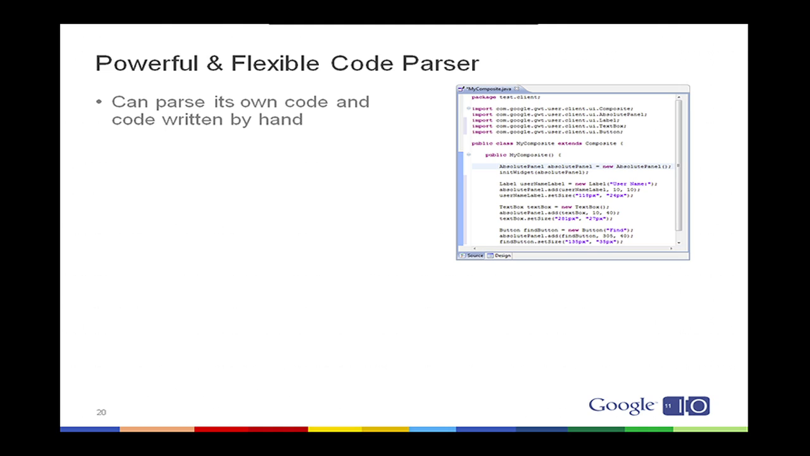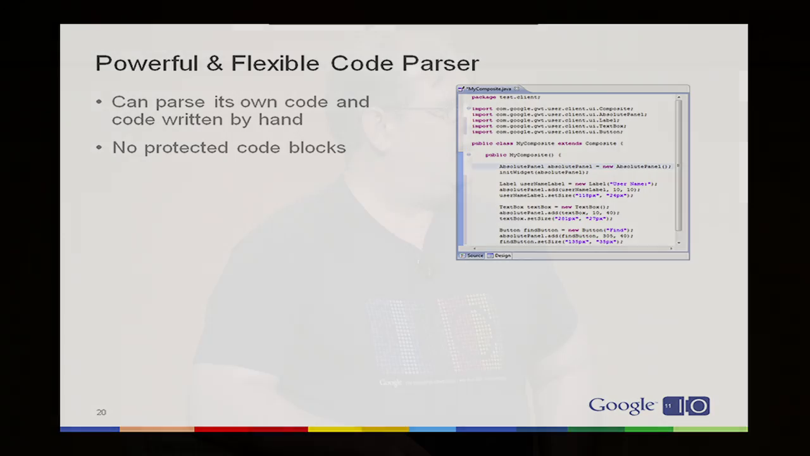I mentioned the parser. It has a very powerful and flexible code parser. Not only can it parse its own code, it can generally parse most handwritten code quite well. Typically in the 80–90% range, we're quite successful with that. There are no protected code blocks. So there's nothing that says, your code must go here. You can basically put your own modifications anywhere you like.